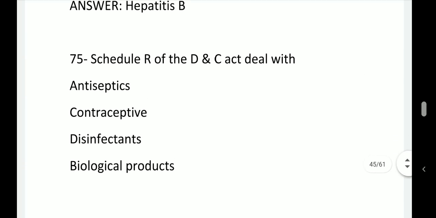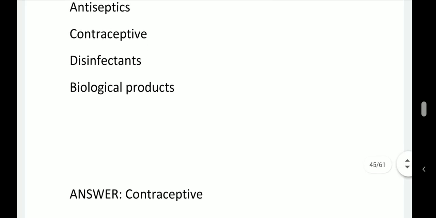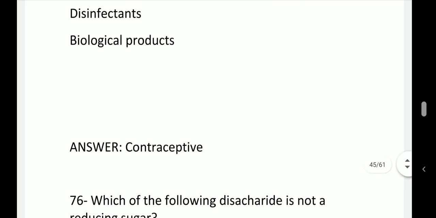Question number 75. Schedule R of the D&C Act deals with option A, antiseptics, option B, contraceptive, option C, disinfectants, option D, biological products. Answer is option B, contraceptive.